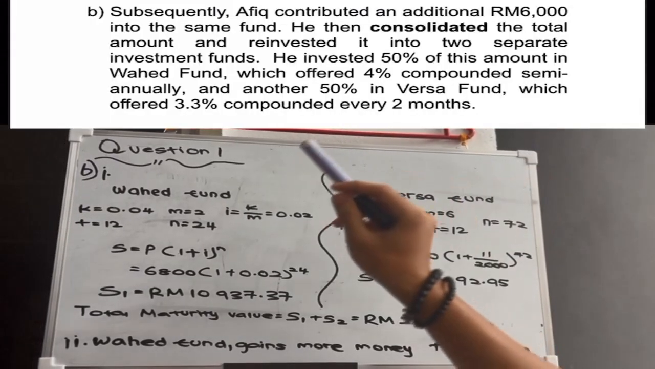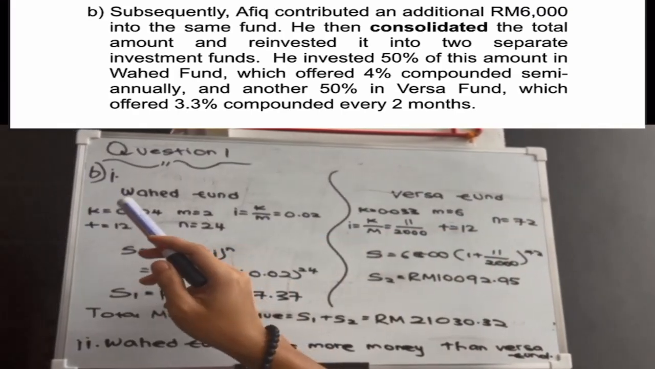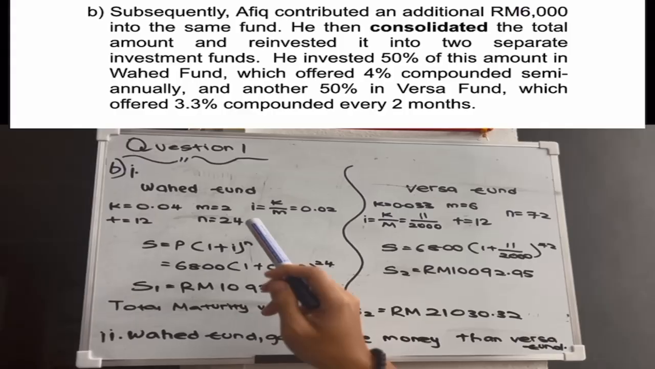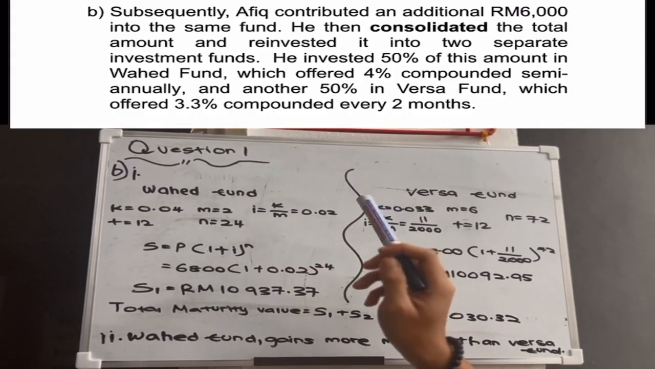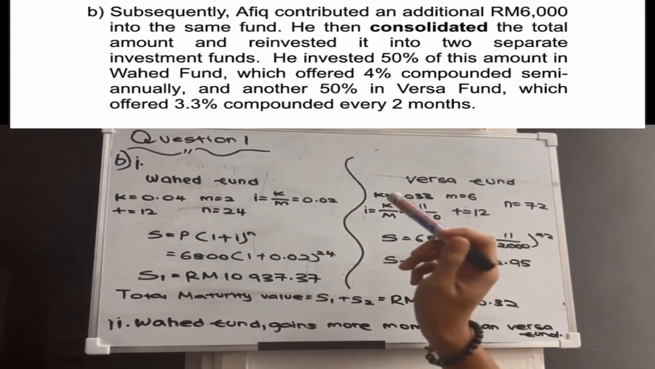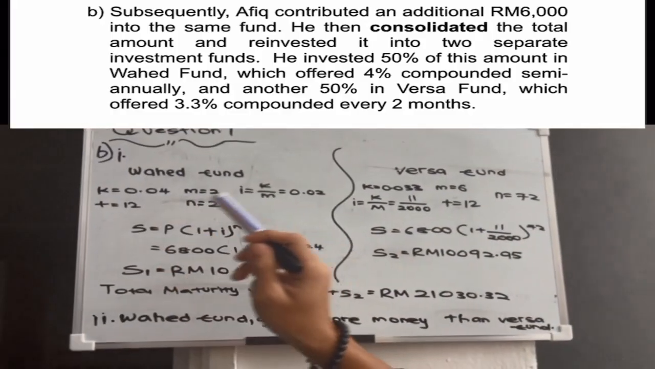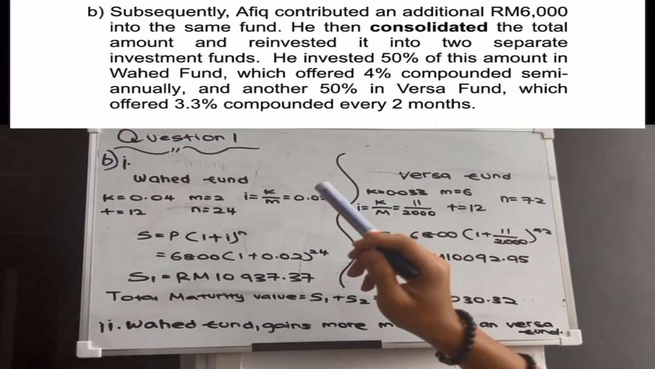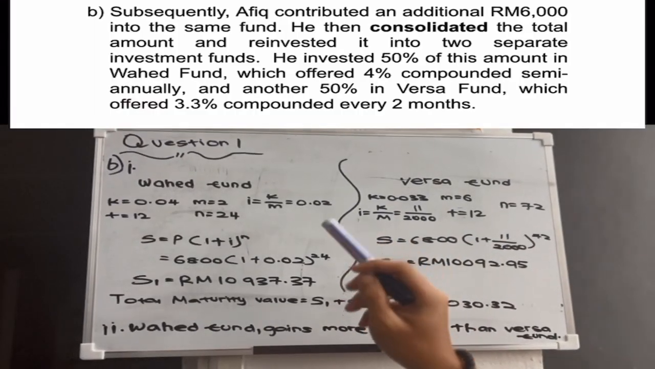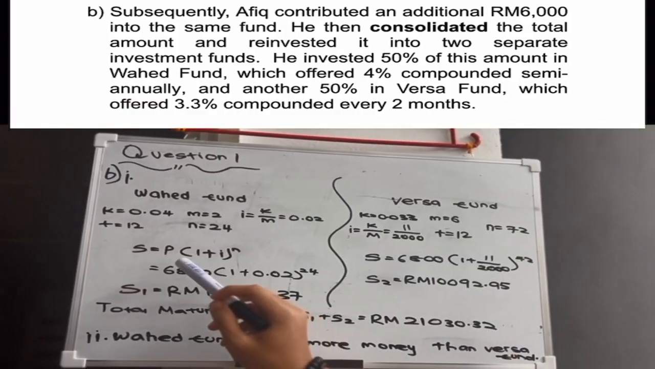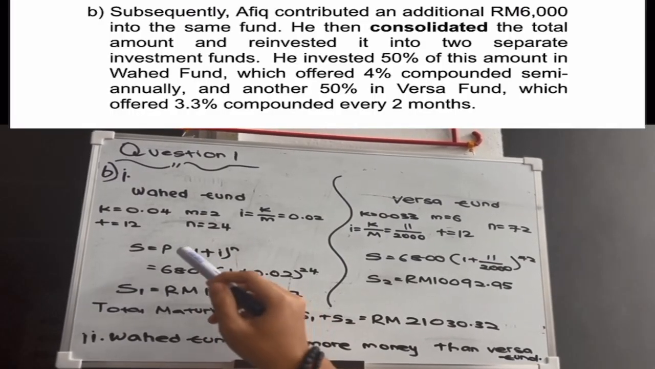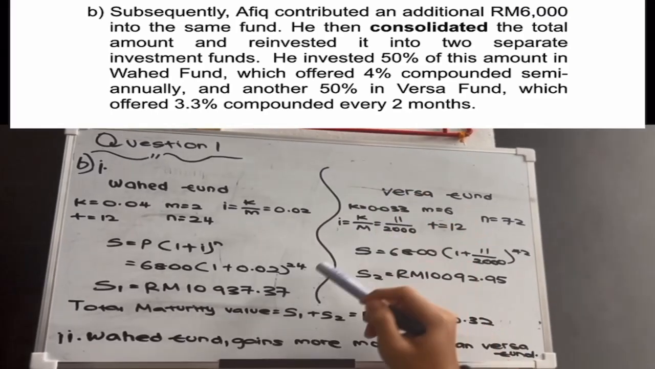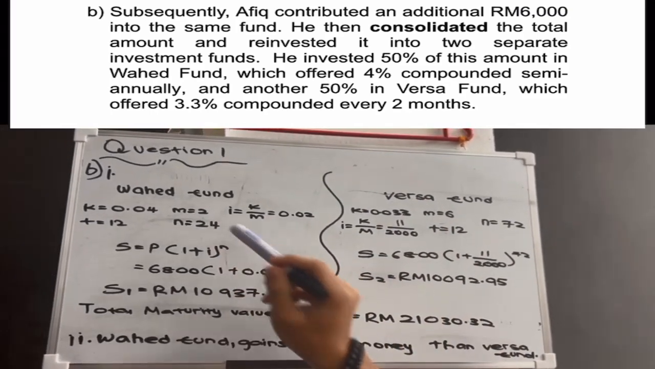From question 1B, we can get the annual interest rate is 0.04, the frequency of compounding is 2, the interest rate per interest period is 0.02, the investment period is 12, and the N is 24. From the question, for the Wahid Fund, we can use this formula. 6,800 is the principal, this is the I we can get from here. So the 24 is the N.